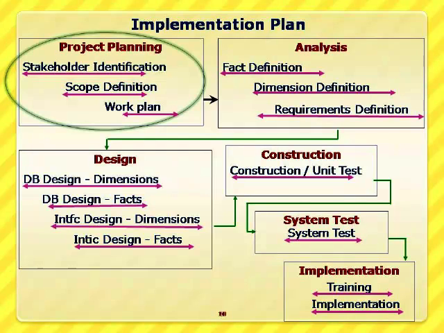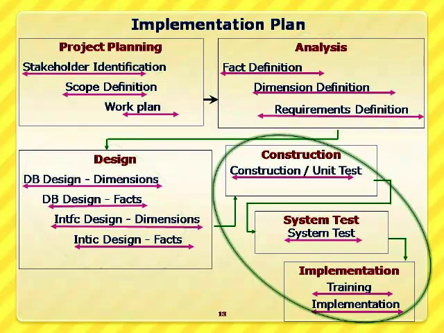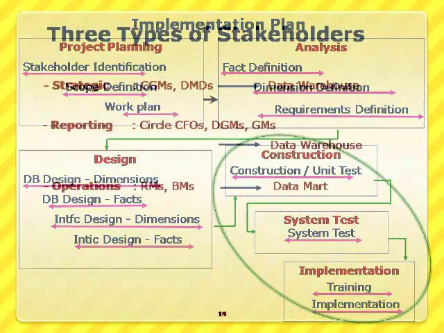In project planning, we have to identify the stakeholders, scope definition and work plan. In the analysis phase, we have to identify the fact definition, dimension definition, and the requirements definition: what kind of requirements are required for the stakeholders of the business based on these facts and dimensions. That's the requirement definition. Then design and construction.